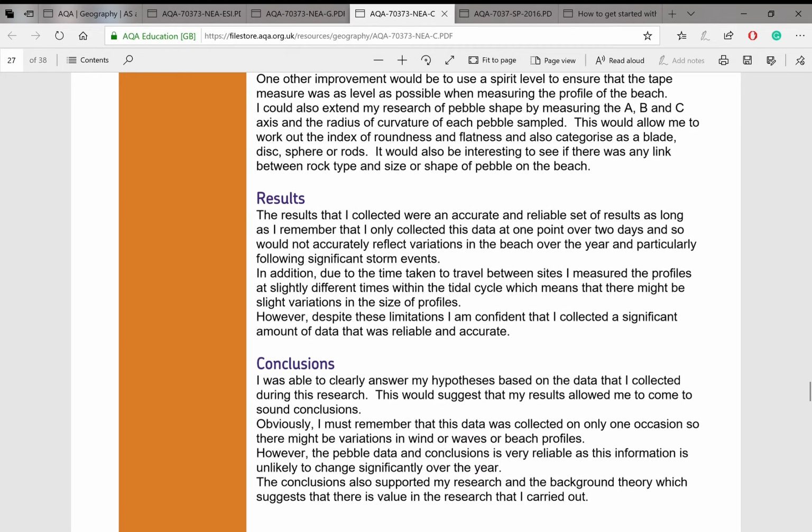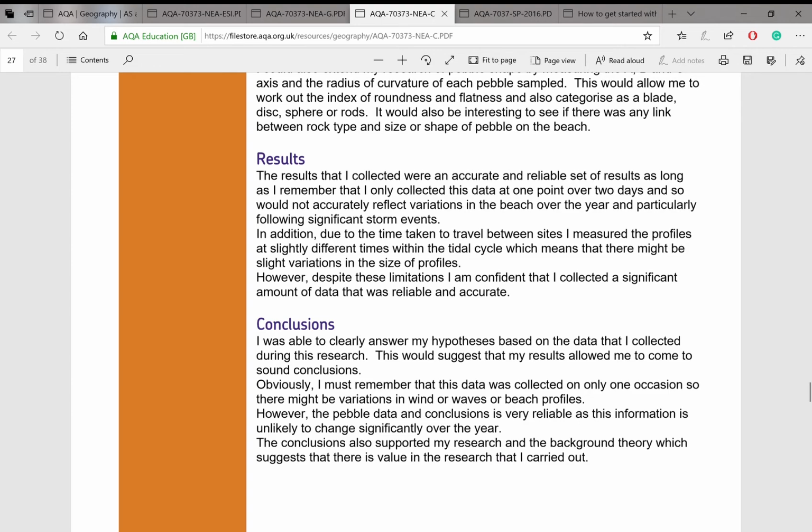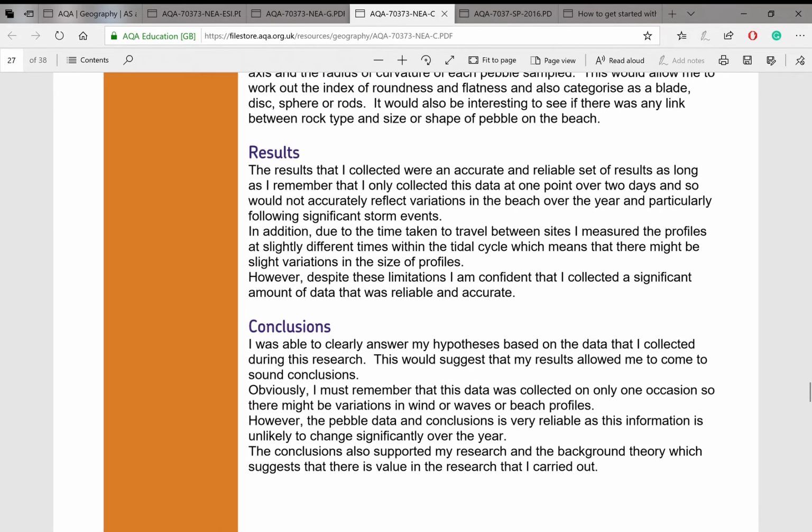Okay, they then talk about the results and the conclusions. So you can have a read a bit of this yourself.